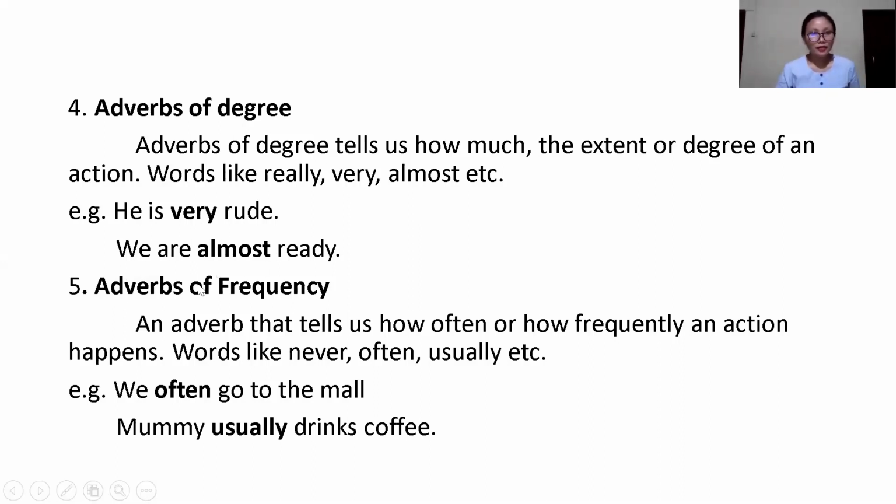Number 5, adverbs of frequency. An adverb that tells us how often or how frequently an action happens. Words like never, often, usually, etc. are used. Example, we often go to the mall, means you always go to the mall. Often is an adverb of frequency. Mommy usually drinks coffee. So the word usually is an adverb. So it is what type of adverb? Adverbs of frequency.